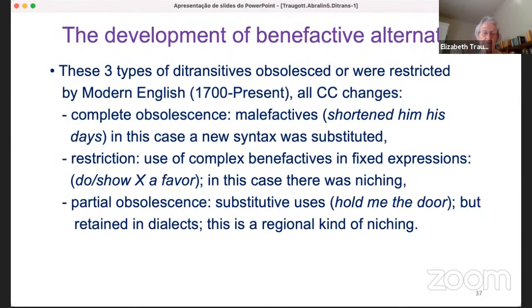These three types of ditransitives obsolesced or were restricted by the modern English period. Those are all constructional changes. There was either complete obsolescence, the malefactives simply don't occur at all in ditransitive constructions anymore. There's a new syntax. Some of them are restricted. This is a case of the complex benefactives in fixed expressions, like do someone a favor. That's an example of niching. And there's partial obsolescence, substitutive uses like hold me the door, which is maintained in dialects, and there's a regional kind of niching.